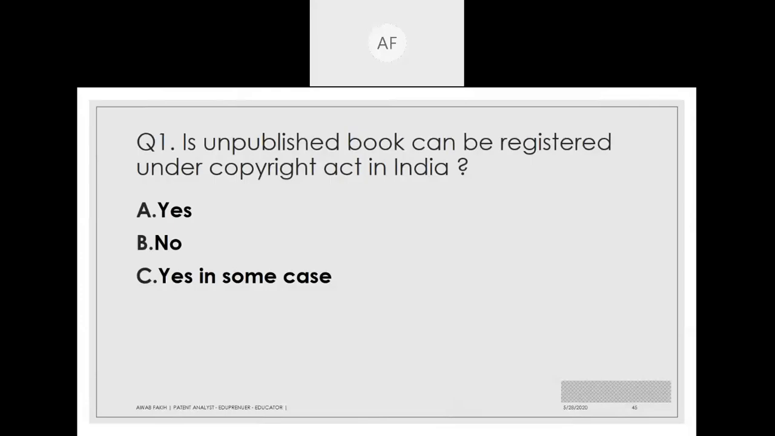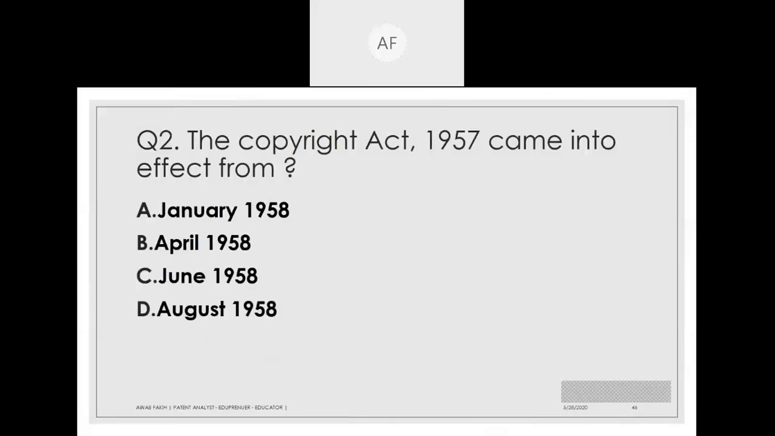It's tricky. Little tricky. Let's see who gets it right. Next, question number 2. It's for someone who was very attentive during the session of copyright.